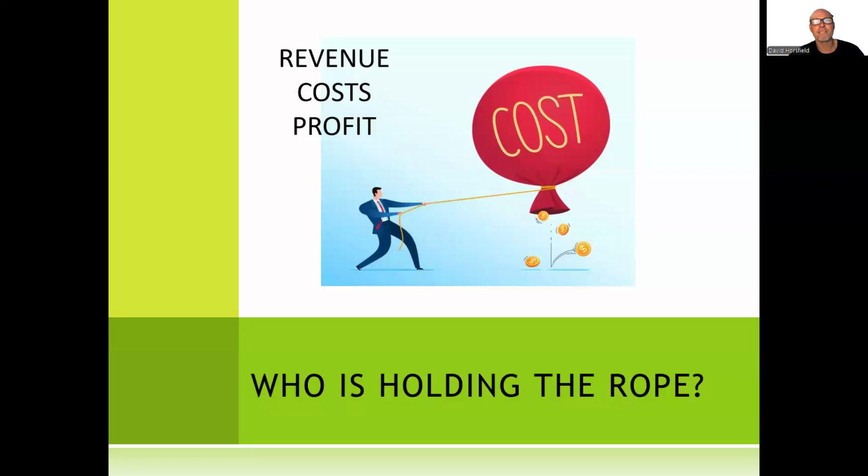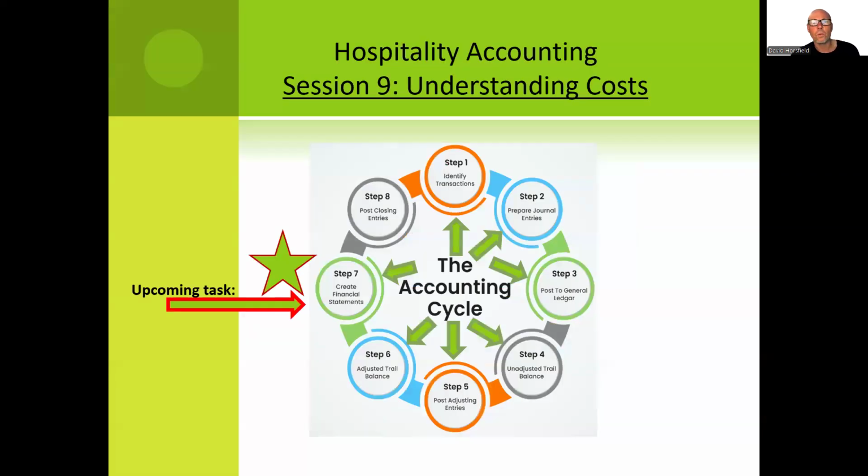Hey team, Accounting Fundamentals, and we are taking a journey where we're exploring revenue, costs, and profit, and asking the question, well, who is holding the rope tied to costs in our business? So our accounting cycle continues, right? We're making great progress here, and we're coming up to a next important step.